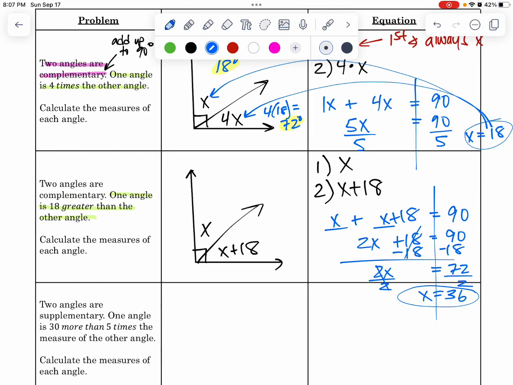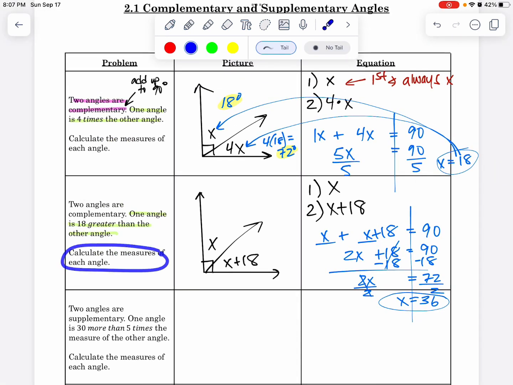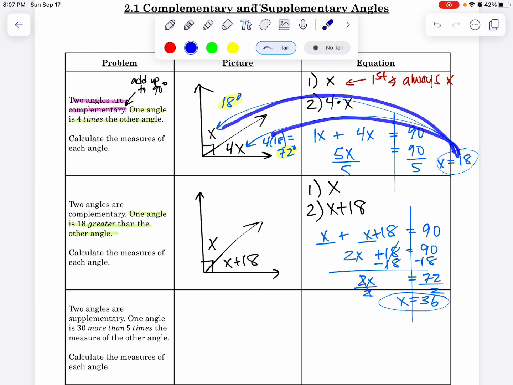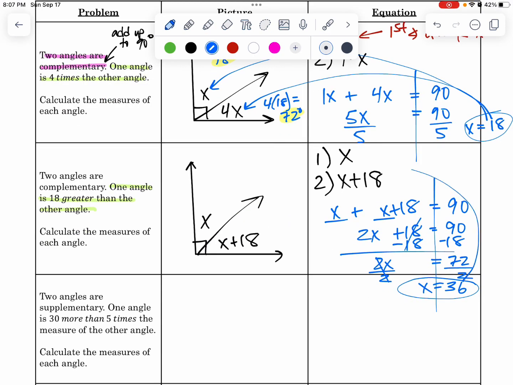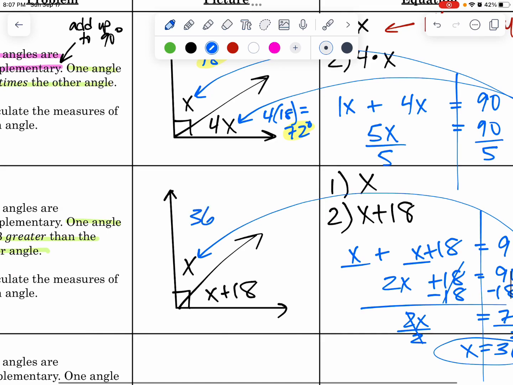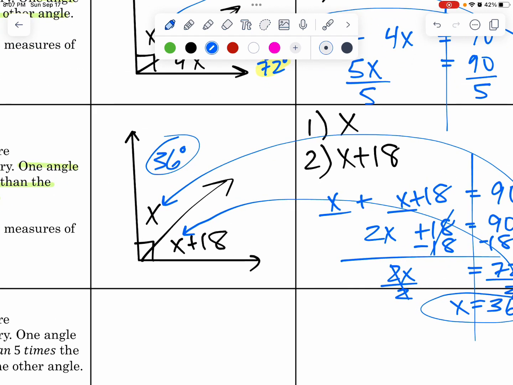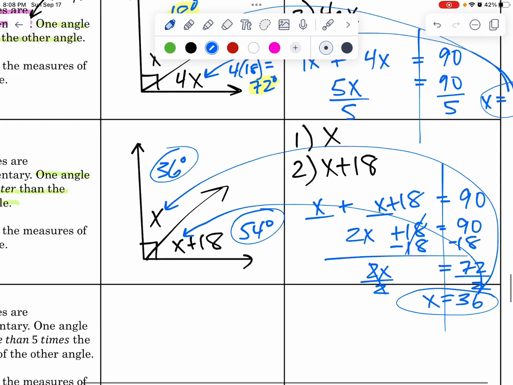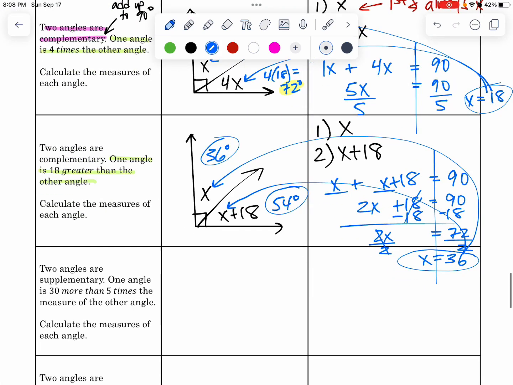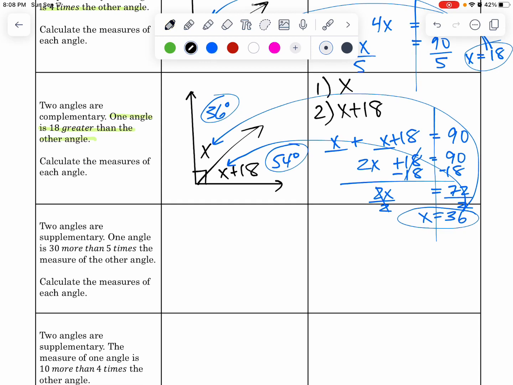So just remember, the last thing that I have to do in order to calculate the measures of each angle, just like I did up here, I got 18 for x, and I had to plug it in right there and right there. I'm going to do the same thing with the 36. One of the angles is 36. The other one is whatever 36 plus 18 is. I'm going to have to do a little bit of mental math on that too. When I put the 36 right here, that means that this angle measure is 36 degrees. When I plug 36 in right there, 36 plus 18, what is that, 54? Okay, very good.